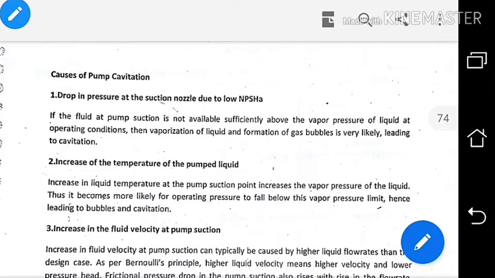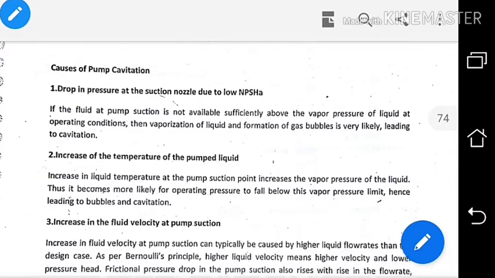So beforehand I have told you that if the NPSH is low, then it can cause cavitation because the fluid at the pump suction is not available sufficiently above the vapor pressure of the liquid at the operating condition. If the NPSH, net positive suction head, is low, that means the pump will lose suction and only some amount of water will come into the pump. So its pressure will be much less than the actual pressure inside the pump. So the liquid flowing in the pump will form bubbles and will cause cavitation.